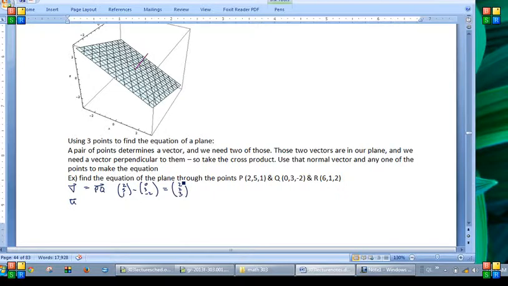So that is one vector that actually lies in the plane. Okay, next. Next one, just because I feel like it, I'm going to use QR. And that is 6, 1, 2 minus 0, 3, negative 2. And that works out to be 6, negative 2, 4.